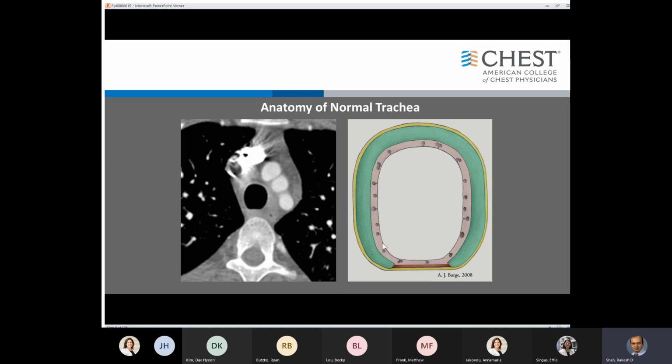The most inner aspect, as you know, is the mucosa of the trachea. Underneath that is the submucosa, which is where you have salivary glands. And you also have the tracheal cartilage, which is a horseshoe-shaped ring, present along the anterior and the lateral aspects, but it is not present in the posterior aspect. And then you have the adventitia outside.